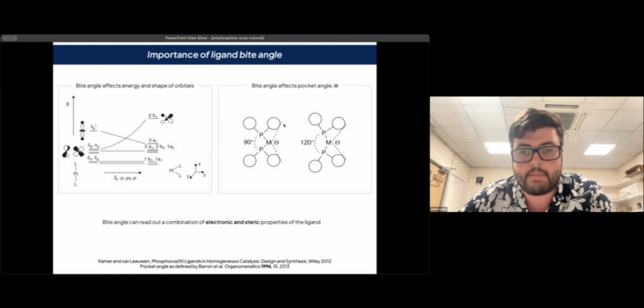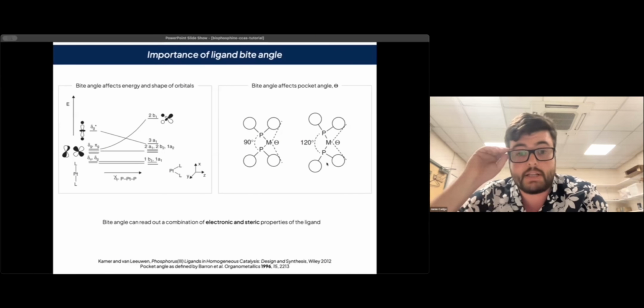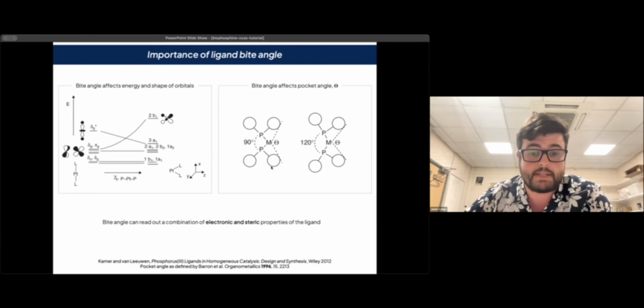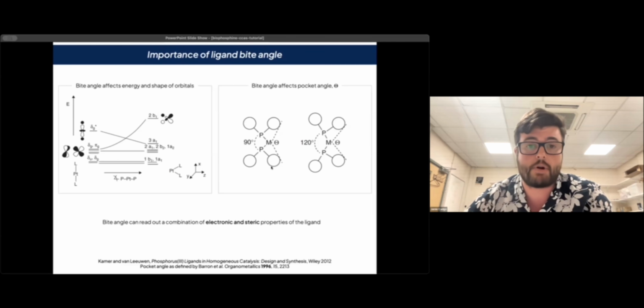Also, changing the bite angle also affects a thing called the pocket angle. Remember I mentioned at the start that you can generate chiral pockets with these bisphosphine ligands. Well, of course, affecting the bite angle here can affect the size of this pocket, where we have a relatively small bite angle, we have this kind of wide pocket, but when we increase it to 120, we make it kind of well defined. So essentially, the take home here is that bite angle reads out a combination of electronic and steric properties, which in our mind for selection of conformers was the ideal feature.